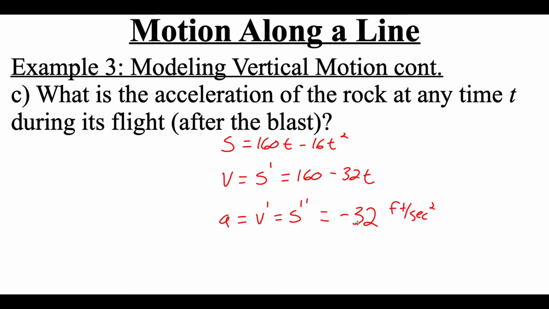Now, since the acceleration is negative, here's what that means. As soon as this rock gets blasted up, it's already starting to slow down because gravity is pulling down on it. But once it reaches its highest point and then starts falling, now it's actually increasing its velocity as it's going down because gravity is pulling it down faster and faster.